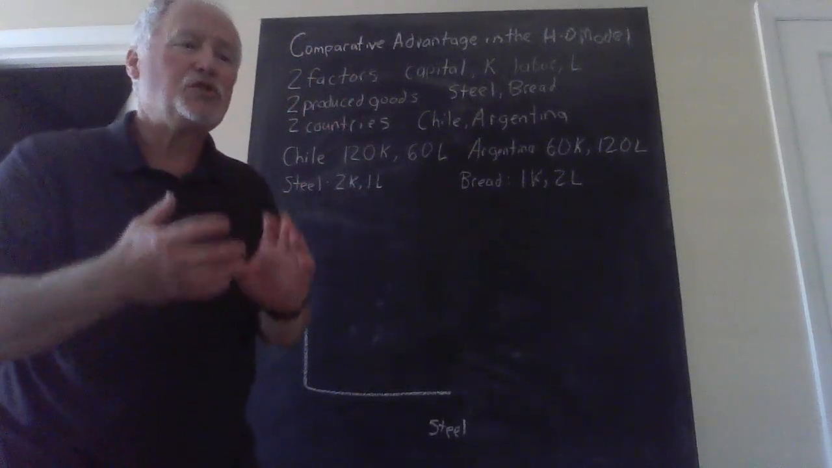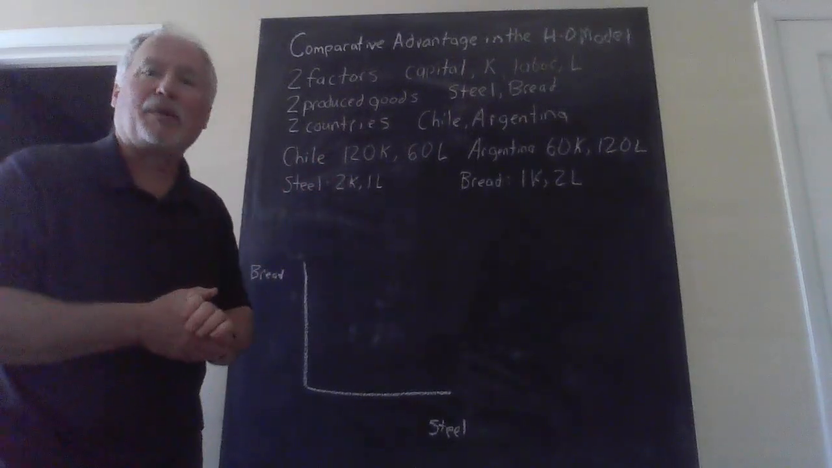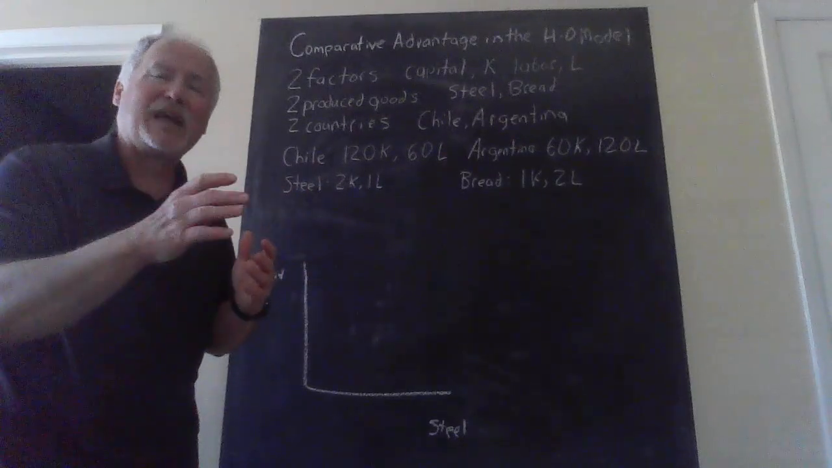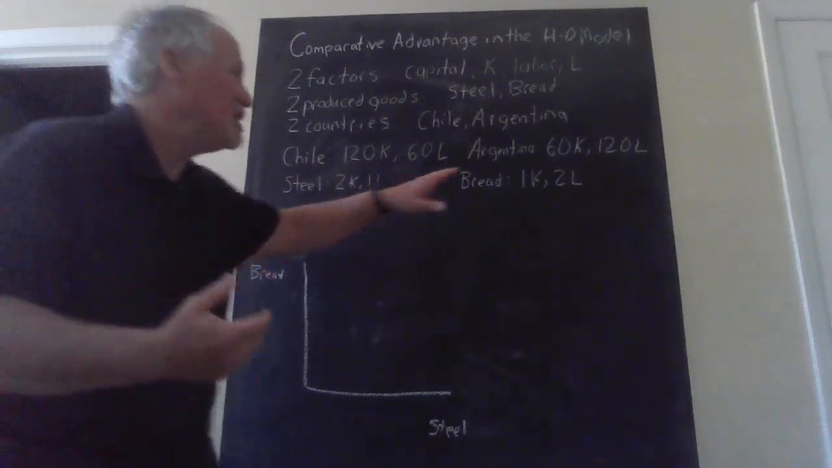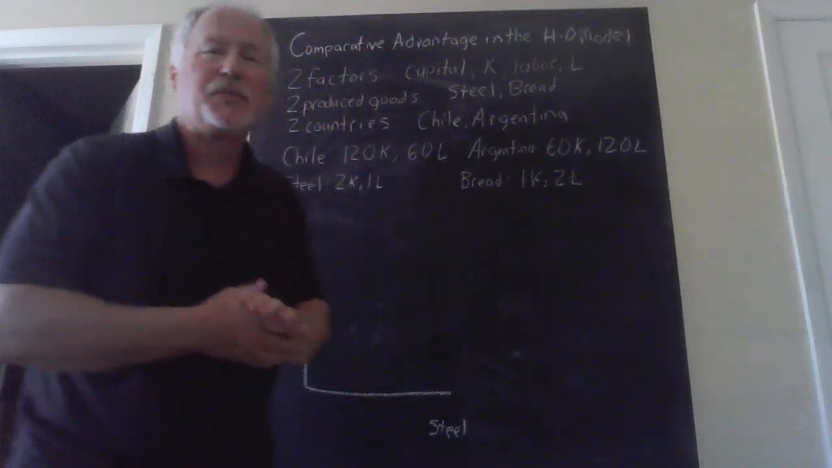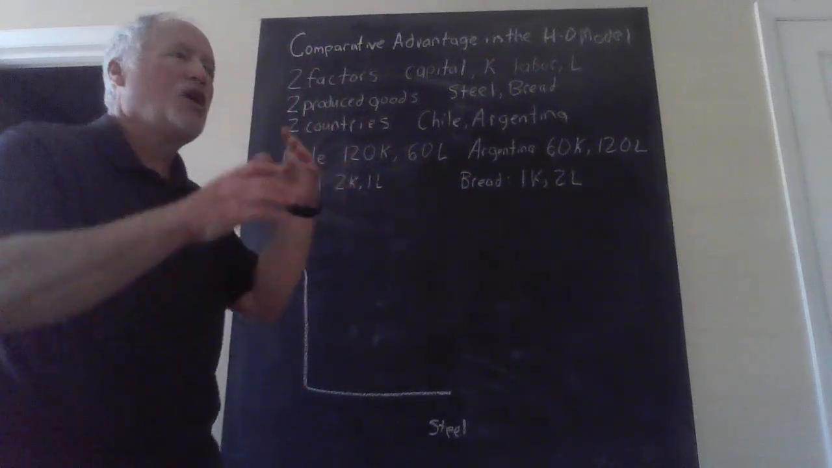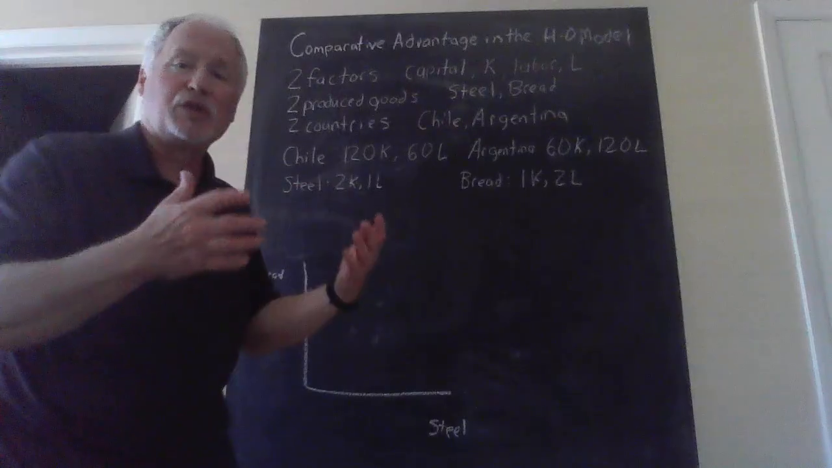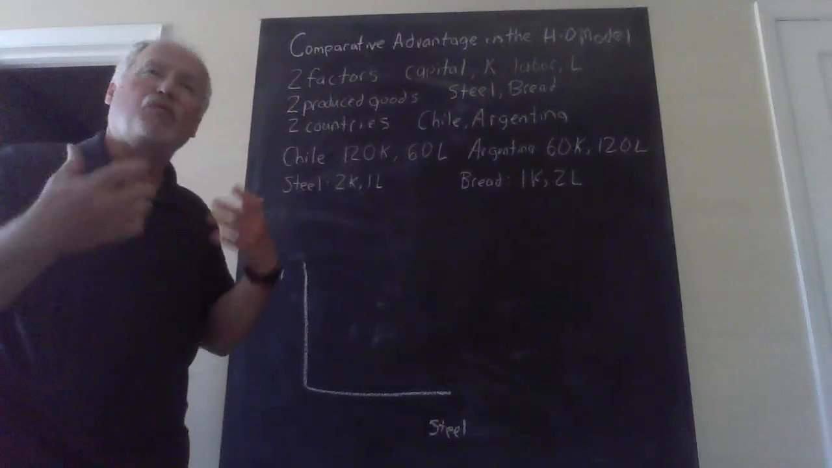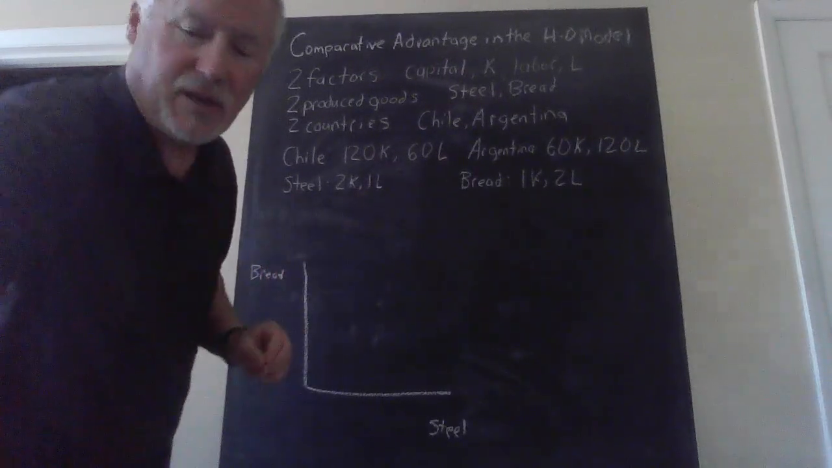So in the terminology used in the HO model, what we'll say is Chile is capital abundant, because their ratio of capital to labor is bigger than Argentina's ratio. Argentina's ratio is 1 unit of capital to 2 units of labor, 60 divided by 120. So Chile has a capital labor ratio, or the ratio of the two inputs, of 2. Argentina has a capital labor ratio of 1/2. So in that regard, we'll say that Argentina is labor abundant.